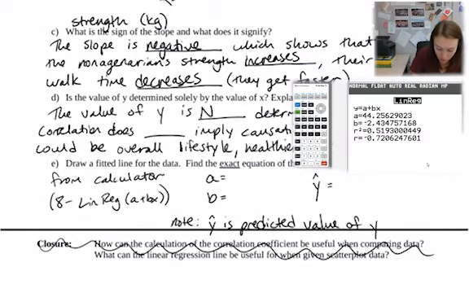Is the y value, or the value of y, determined solely by the value of x? No. The value of y is not determined solely by the value of x because correlation does not imply causation. So this is another example of that. Other factors could be overall lifestyle, healthier diets, etc.